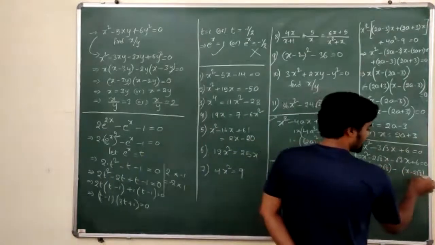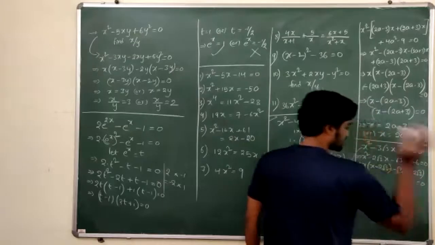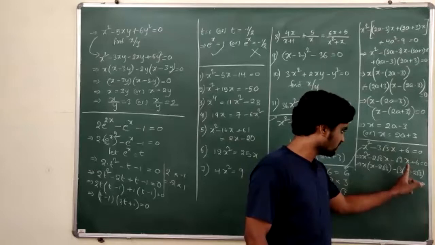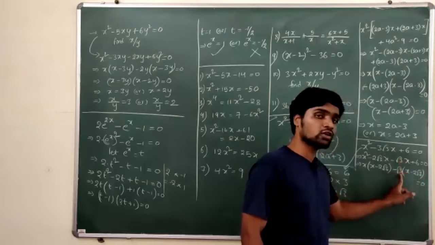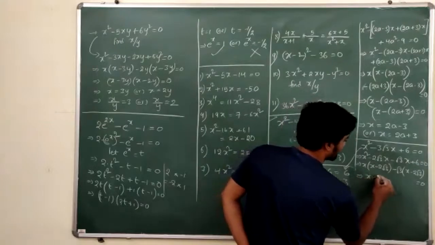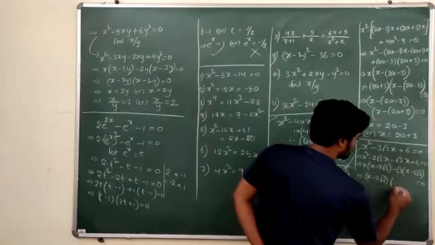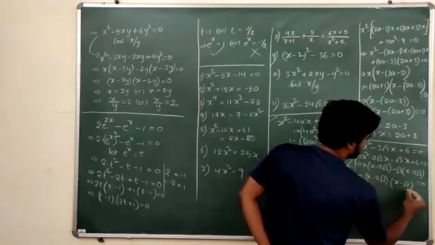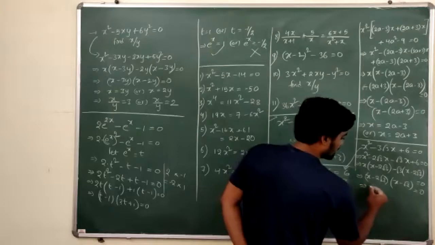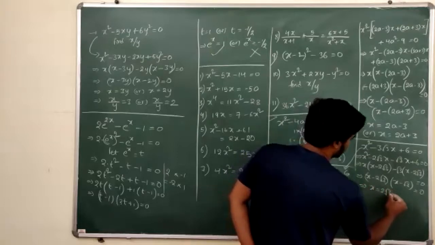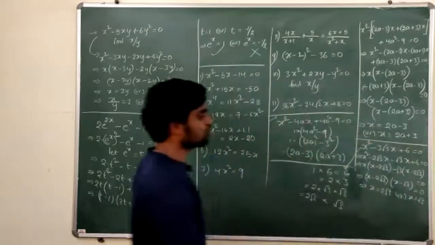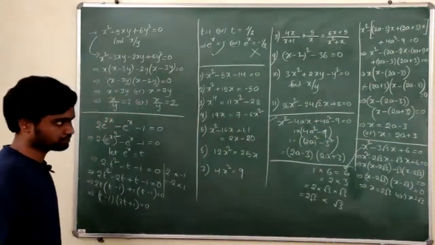Now, to get x minus 2 root 3, I have to take root 3 common. I need to get x in the term, which means I need to separate root 3. So I have to take root 3 common. Now, take x minus 2 root 3 common. x minus 2 root 3 into x minus root 3 is equal to 0. x is equal to 2 root 3 or x is equal to root 3. So that is how you solve when square roots are involved.